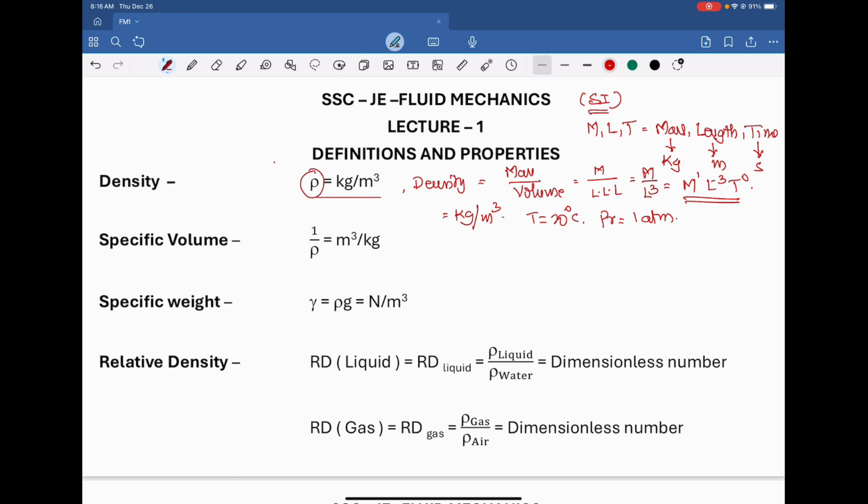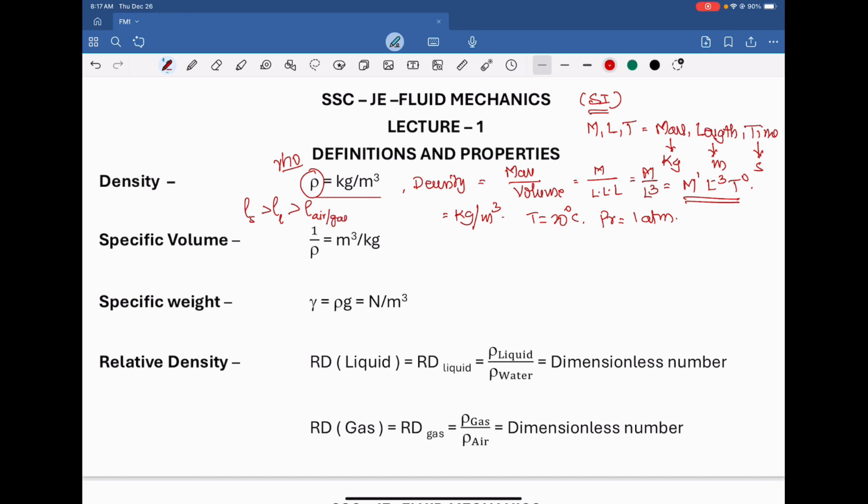This is called rho. The symbol is rho. This is rho of solids is greater than rho of liquids is greater than rho of air or gas.